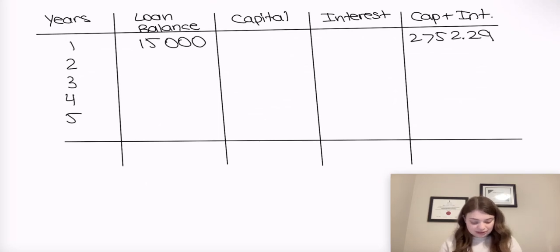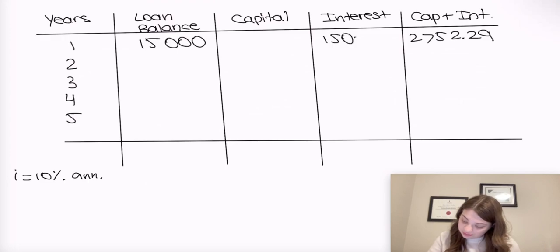Okay, so now we need to figure out how much of this is capital and how much is interest. For that, we need to remember that the interest rate is 10% annual. So I'm going to take this loan balance, $15,000, and multiply by 0.1 to get 10% of that amount. And 10% of that is $1,500. So that means $1,500 of that payment was interest, and whatever else we paid in the first payment is going to be part of capital or principal.